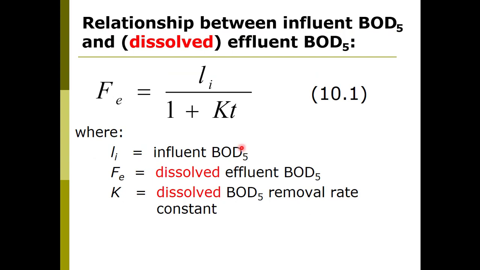Now let's move to the relationship between the influent and the dissolved, which we put in red. Fe is the effluent BOD, for dissolved organics only, so we are dividing now into dissolved and solid. Fe equals Li over 1 plus Kt. Li is the influent BOD5, and K is the dissolved BOD removal rate constant. This constant is for the dissolved organics only, so don't mix between them. And t is the hydraulic retention time.